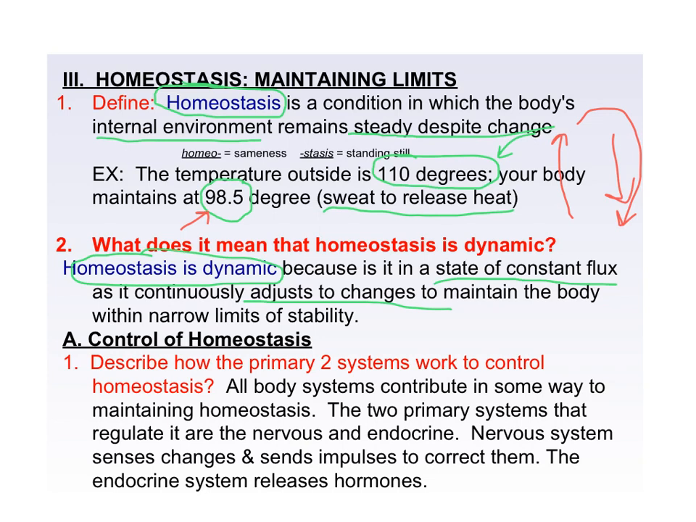Describe how the two primary systems work to control homeostasis. Well, our two primary systems are the nervous system and the endocrine system. Those are the two systems that basically monitor what's going on in your body, and then they send impulses to correct them. Now, the nervous system is kind of like talking on the telephone. It's instant. Where the endocrine system uses hormones, and I don't know if you guys know what this is, but back in the old days, you used to send mail through the mail. You didn't send email, but you had to send it through the mail, and it would take 2-3 days to get there. Well, that's kind of like the endocrine system. So it's a little slower reacting than the nervous system.